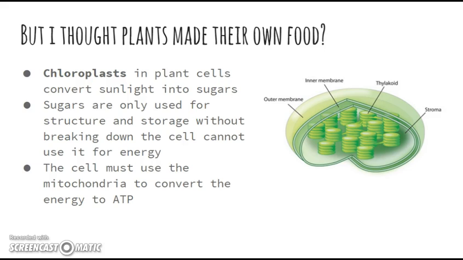Sugars are only used for structure and storage without breaking down. The cell cannot use it for energy. So the cell must use the mitochondria to convert the energy to ATP. So all cells that are eukaryotic cells must have a mitochondria. All plant cells must have a mitochondria.